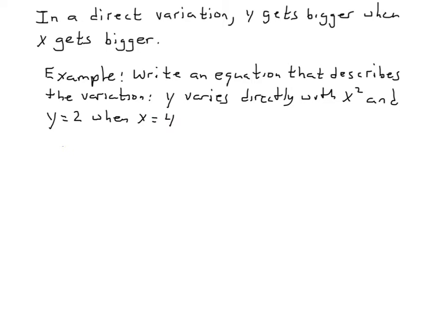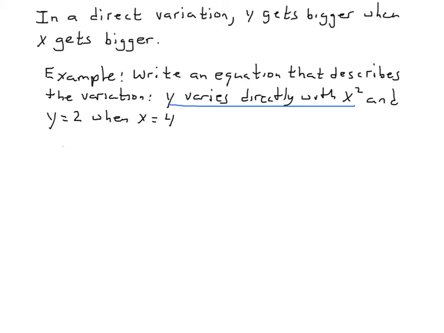Now, let's look at an example. We want to write an equation that describes the variation. y varies directly with x squared, and y equals 2 when x equals 4. We're going to use that information to identify an equation. The first thing I want you to notice on this one is that we are told that y varies directly with x squared.